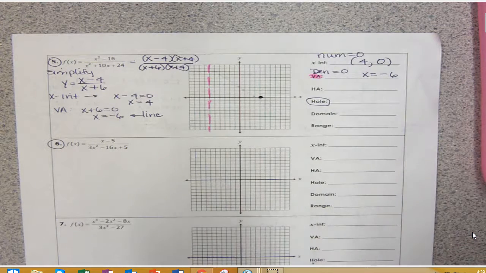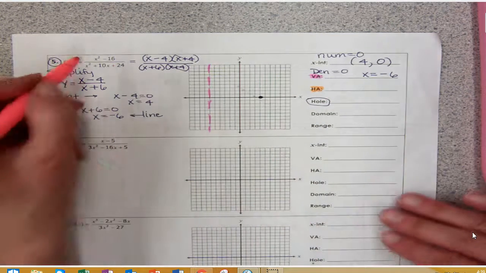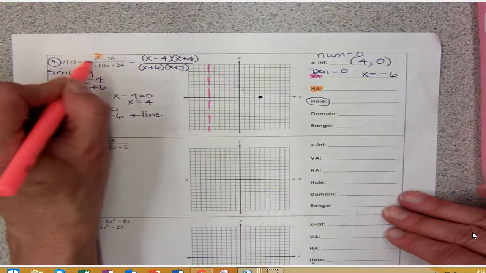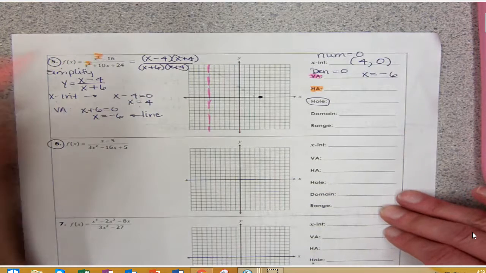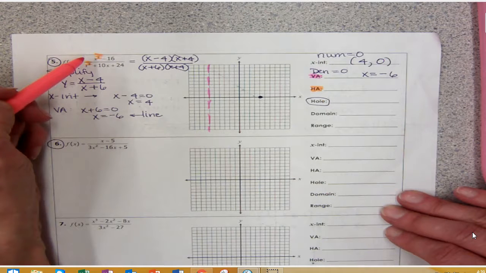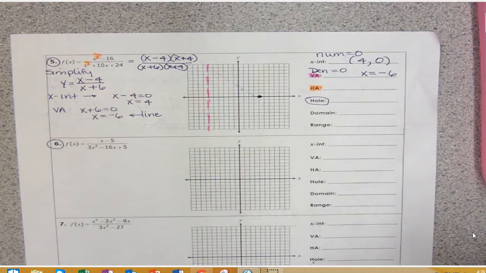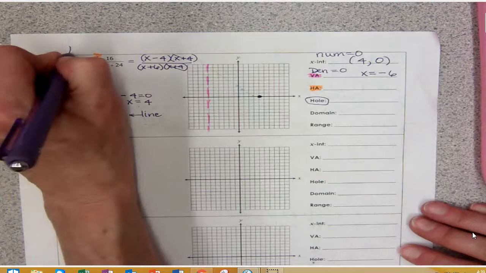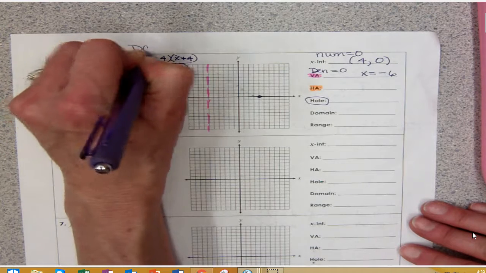I also know there's going to be a restriction on my domain at the hole, x equals 2. Now my horizontal asymptote. I need to look at the biggest exponent in my numerator and my denominator. I see that the biggest exponent in my numerator is a 2, and the biggest exponent in my denominator is also a 2. So since they are both 2's, we are dealing with the case where the exponents are equal.